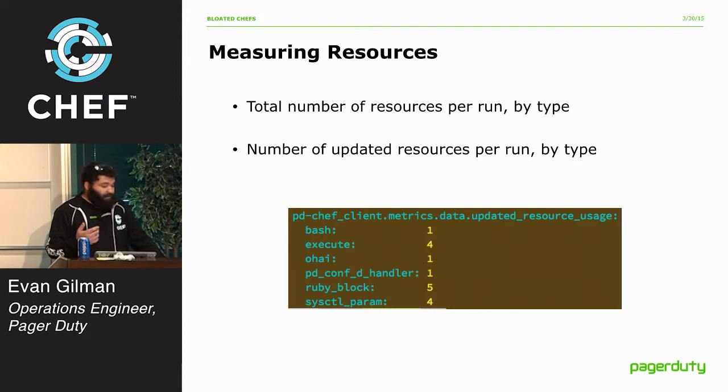Our custom handler that we wrote also can measure resources bucketed by type. So we can see how many resources of a particular type were declared. We can also see how many of those resources were actually updated. This is super useful for identifying non-idempotent resources, resources that have problems in the idempotency checks, which will definitely slow down your run, and those can become rampant. So this is very useful in identifying which resources were having these kinds of issues.